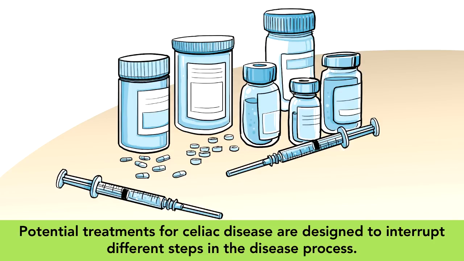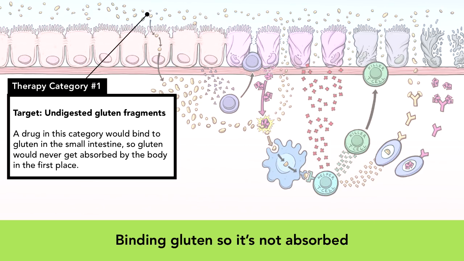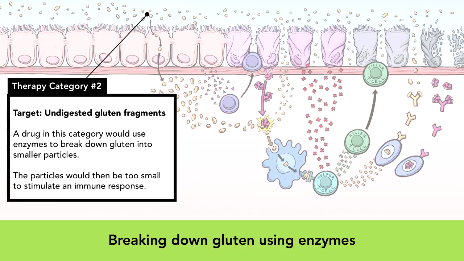Potential treatments for celiac disease are designed to interrupt different steps in the disease process. Therapy category number 1, binding gluten so it's not absorbed. Target, undigested gluten fragments. A drug in this category would bind to gluten in the small intestine so gluten would never get absorbed by the body in the first place.